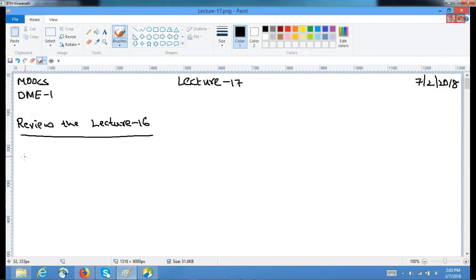In lecture 16, we started dealing with the fluctuating load, and because of the fluctuating load, we get fluctuating stresses. We showed that there can be several types of fluctuating stresses. For example, it can be something like this.